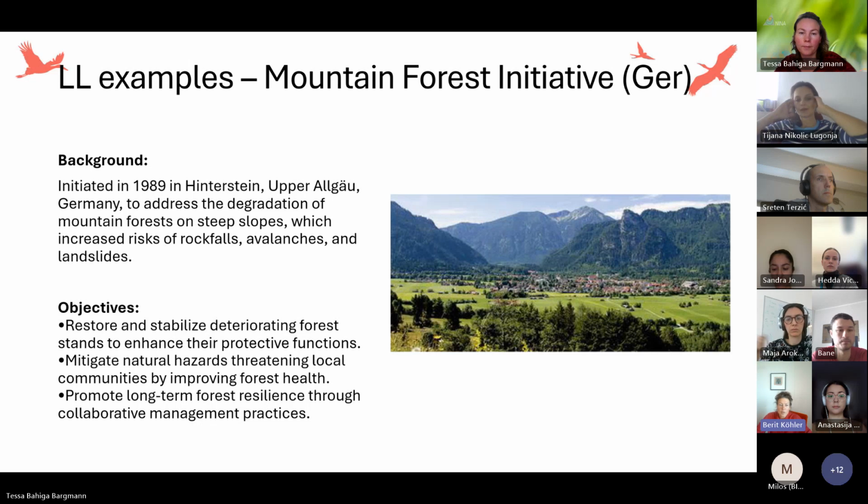And here the objectives were to restore and to stabilize this deteriorating forest and its stands, to enhance their protective functions, but also to mitigate the natural hazards that were threatening the local communities by improving forest health. And they also wanted to promote the long-term forest resilience through such a collaborative management practice.